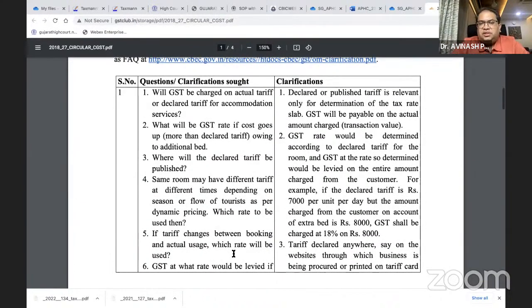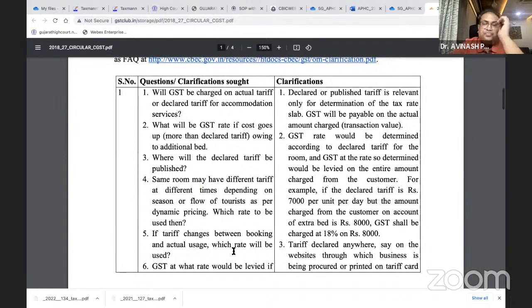Next is, what will be the GST rate if cost goes up more than declared tariff owing to an additional bed? So what is happening is, you have a tariff of, let's say, 7,000 rupees, and then an additional bed has been taken, which has a cost of 1,500 rupees. So total will be 8,500 rupees. Applicability of tax is on the actual value, okay. But what will be the rate which will be applicable? Whether it is going to fall within the bracket of 5,000 to 7,500, that is less than 7,500, because the declared tariff is 7,000, or it is going to be the rate applicable to 7,500 plus, which is the actual tariff being collected.